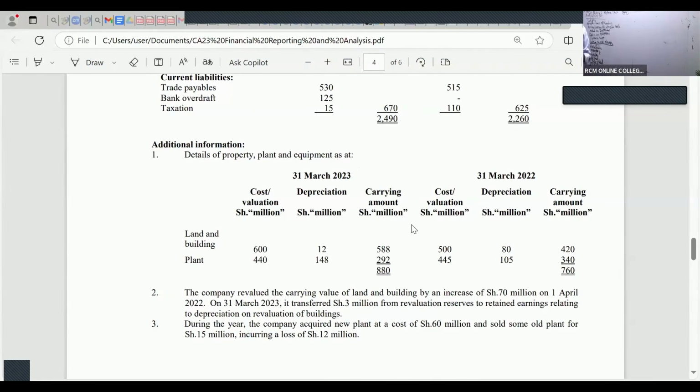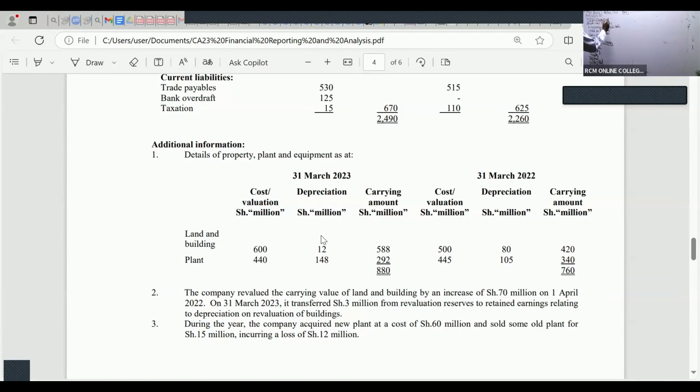Remember, it is depreciation for the current year. This examiner, to confuse you, gave you depreciation for 2013, the current year, and depreciation for last year. We are working with these two depreciations here. So we have depreciation for land and depreciation for plant. So 12 plus 148. From note number 1, you will be able to pick, so you write there note 1.